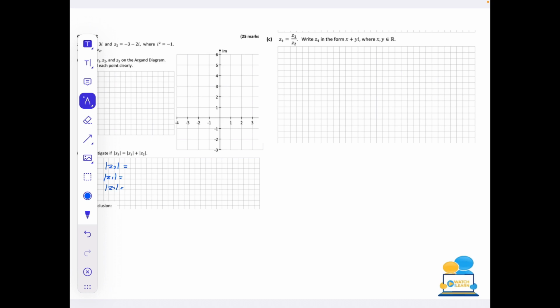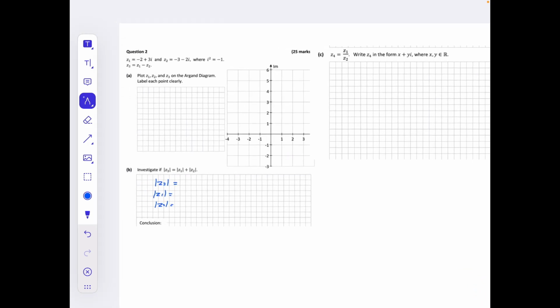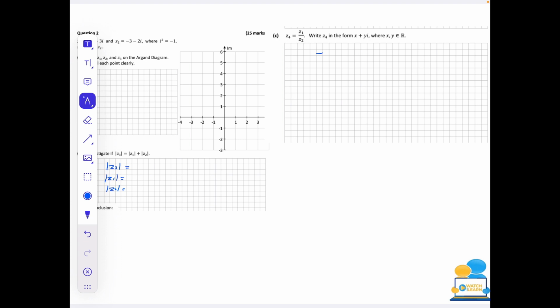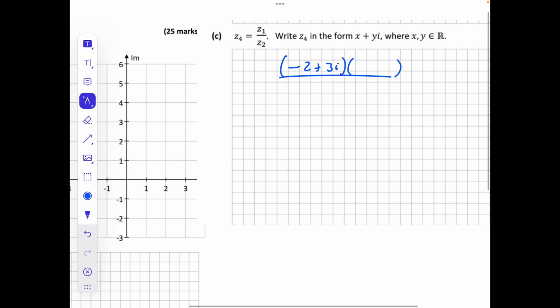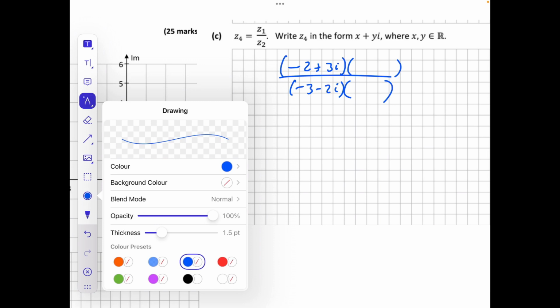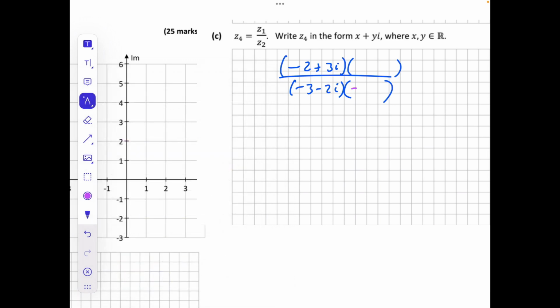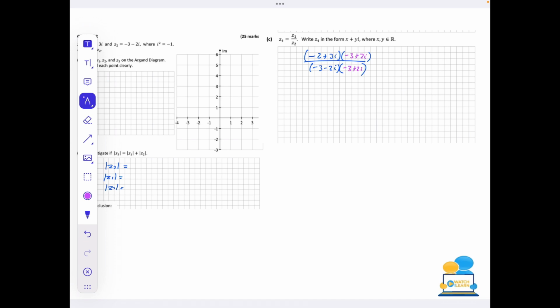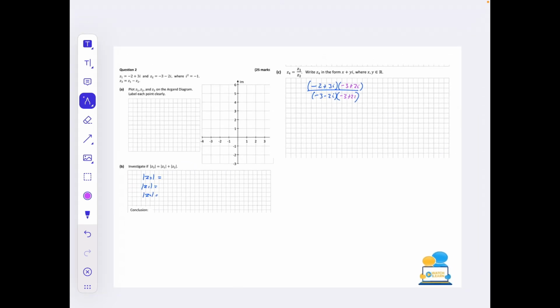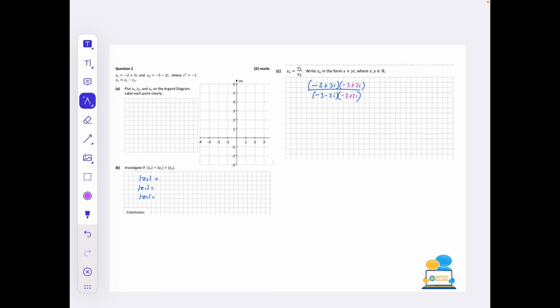Okay, the last part then, question C. I'm just going to get it started. So it's z1 divided by z2. So it is minus 2 plus 3i, divided by z2, which is minus 3 minus 2i. What do we do for our complex number division? Multiply top and bottom by the conjugate of the bottom. So just change that to a plus 2i. Okay, multiply top and bottom, put your fraction back together.